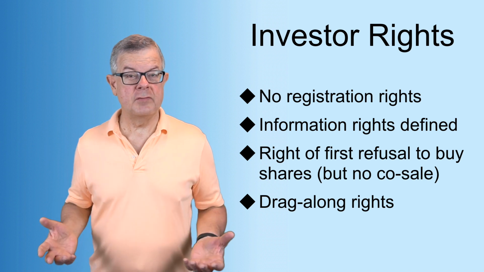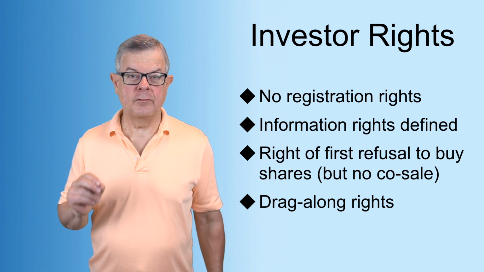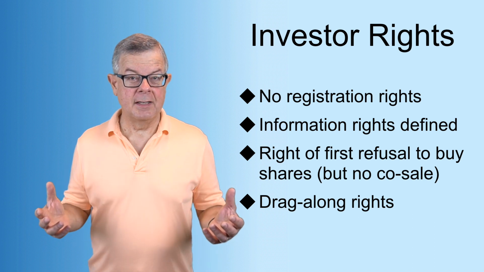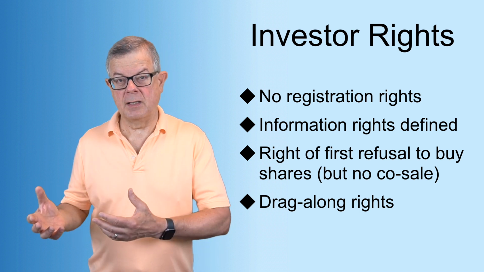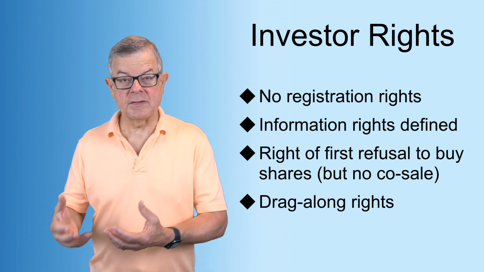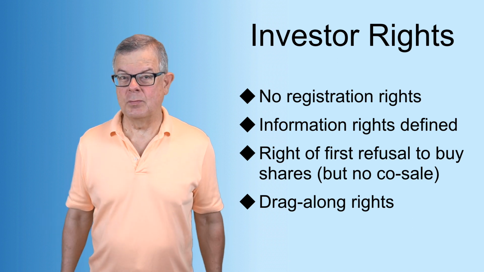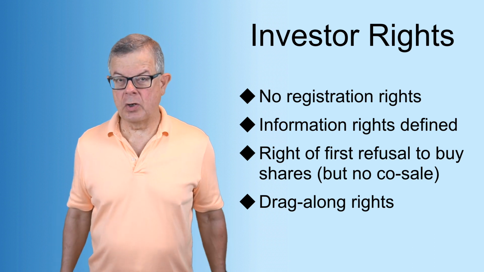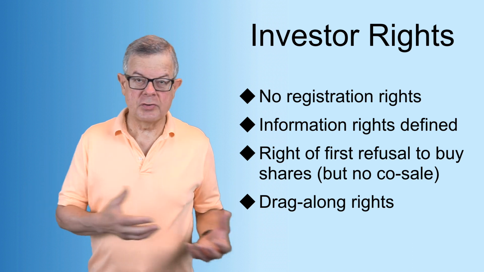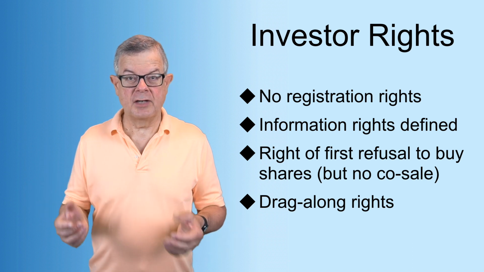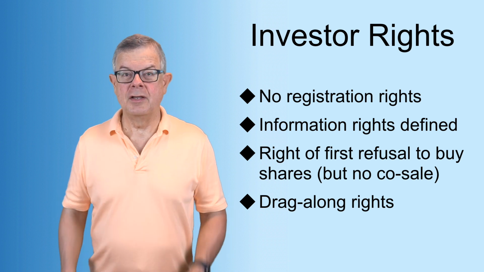Then there's the right of first refusal. If a founder wants to sell some stock, the company gets a right of first refusal. What's missing is a very common term that would be the right to co-sell, a right of selling alongside the founder, typically not something that's going to happen in a seed round. And finally, there are some drag-along rights. These basically are saying if a majority of the large shareholders agree on some particular action, then the smaller shareholders have to agree to go along with that action.